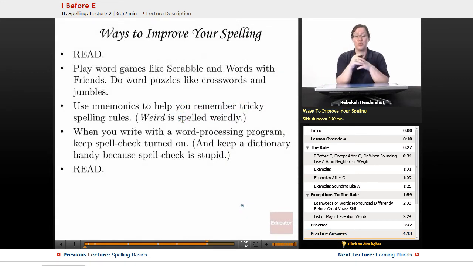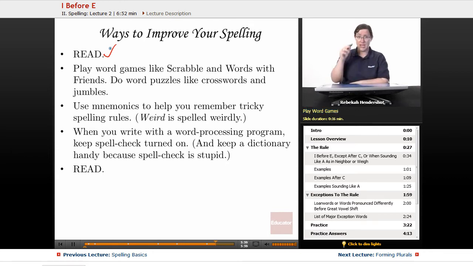Here are some ways to improve your spelling. The first and most important is, of course, read. Read, read, read. The better you are at looking at words and thinking about the correct spellings and seeing the correct spellings in your head, the better you'll be at finding incorrect spellings and going, that looks wrong. So it really doesn't matter what you read as long as you like it and it's interesting and it's reasonably well spelled.